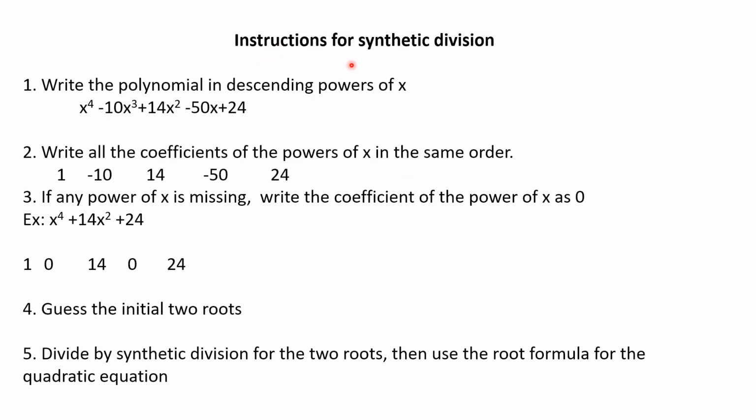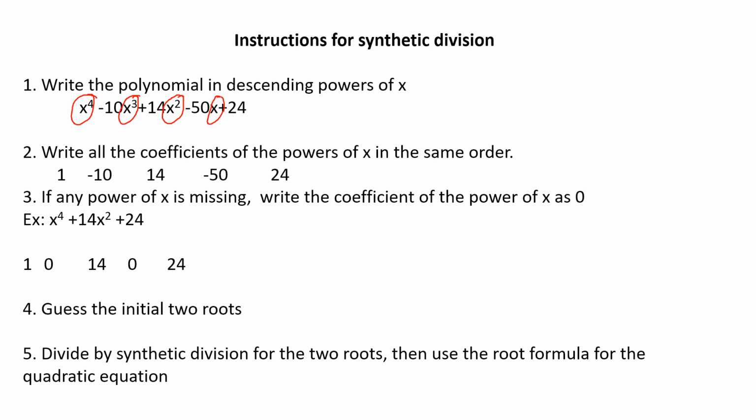Now let us see the instructions for synthetic division. Suppose you have an example of a polynomial x power 4 minus 10x cube plus 14x square minus 50x plus 24. What we have to do is see whether this is in the descending powers of x or not. We have to write the polynomial in the descending powers of x. That is x power 4, its highest, then x cube, then x square, then x, and then the constant. So this is properly in descending powers of x.